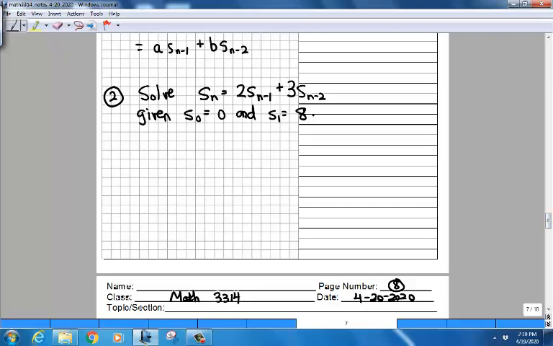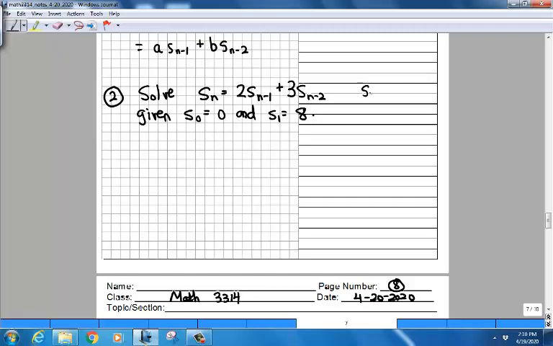All right, so suppose we've got this recurrence relation. This is just kind of a made-up recurrence relation. S sub n is 2 times S sub n minus 1 plus 3 S sub n minus 2, right? And we're given that S sub 0, so these are the initial conditions. This is what I mean by initial conditions, right? These are small values for the recurrence relations. So we're given that S sub 0 is equal to 0 and S sub 1 is equal to 8.